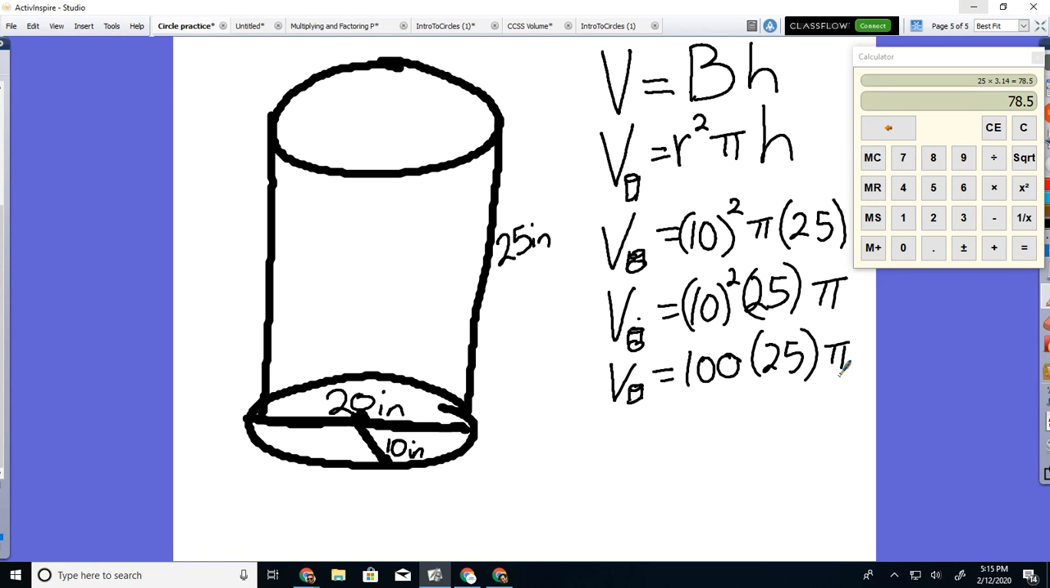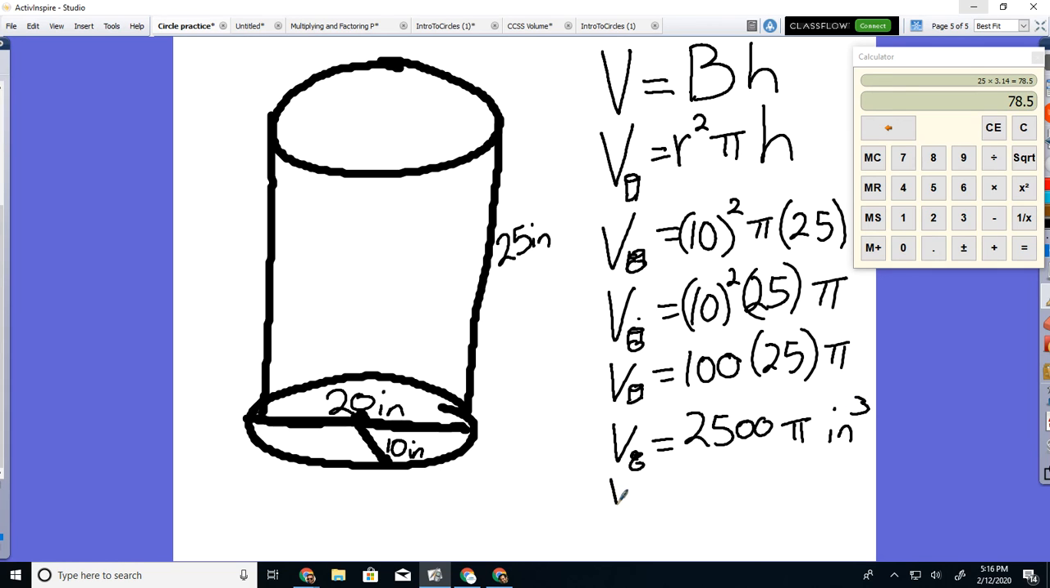All right. Now we're multiplying measurements. We're multiplying the radius twice. So now this is inches squared, and then we're going to multiply that times inches again. So we're going to end up with inches cubed here. Volume of this particular cylinder is exactly 2,500 pi inches cubed. All right. Now that's in terms of pi. That's going to be our exact answer.